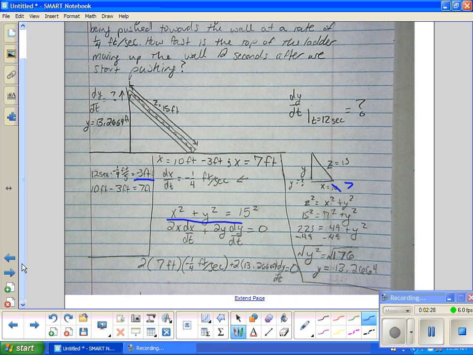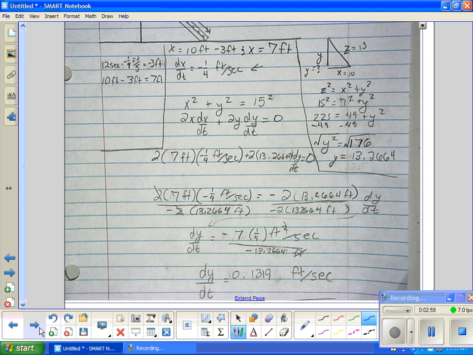After I did that, I plugged in all of my numbers, as you can see here. So I had 2 times 7 feet, which is x, times negative 1/4 feet per second, which is dx/dt. Then I added 2 times 13.2664 feet, which was my y, times dy/dt, which is our unknown, equals 0. I have to go to the next page. Then, that was all right up here.